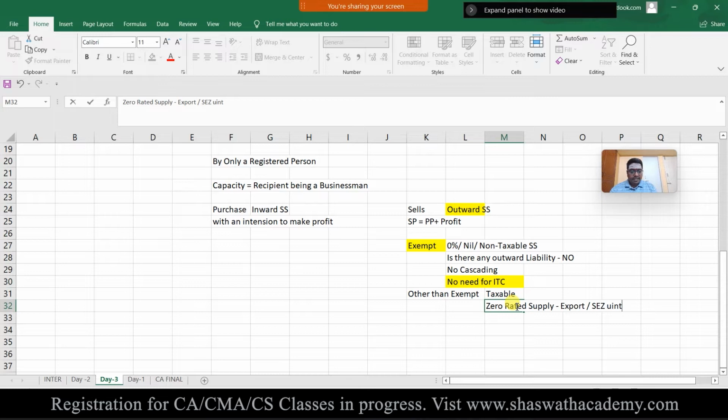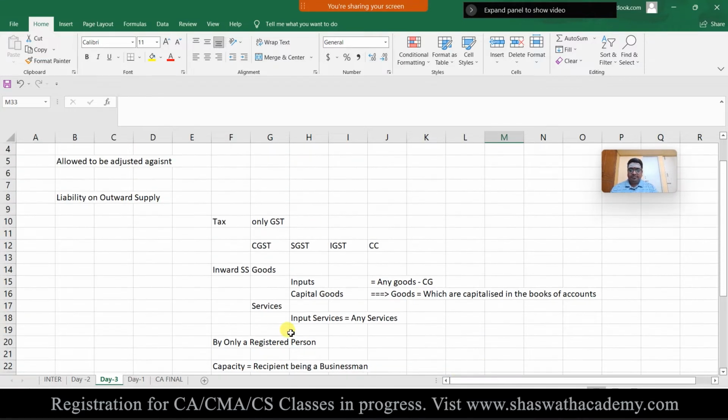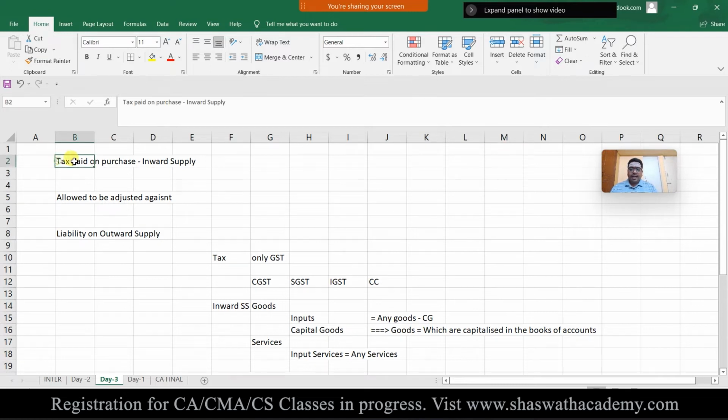Basically, these are the transactions which bring forex into the country. Therefore, my dear brothers and sisters, please appreciate, these are very important for the purpose of bringing forex. Therefore, we are giving them the eligibility. So now, when you consolidate all this basic information, you can appreciate that tax paid on inward supply, which is input services or capital goods, is allowed to be adjusted.